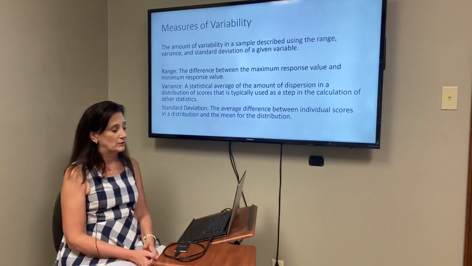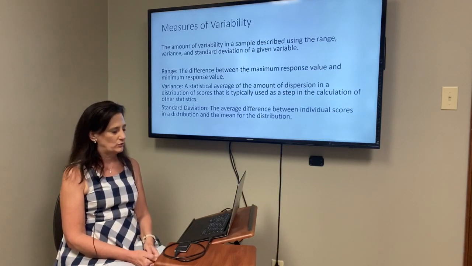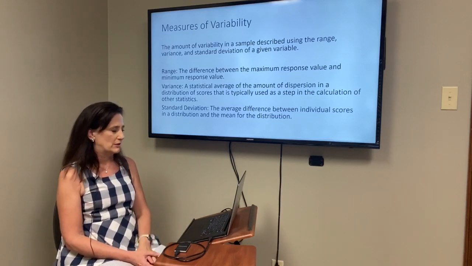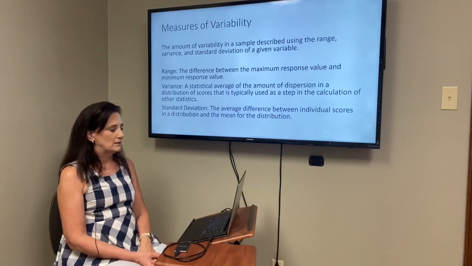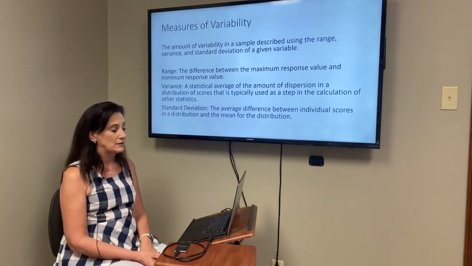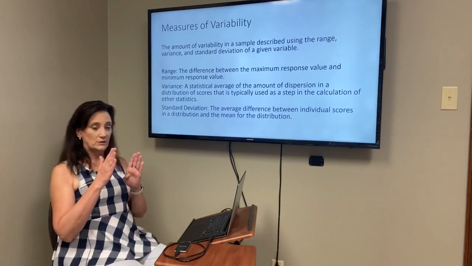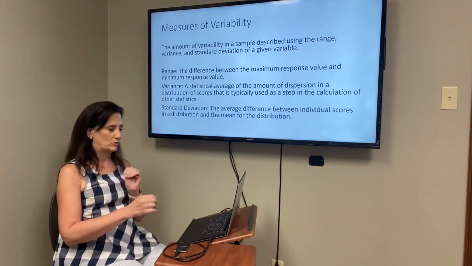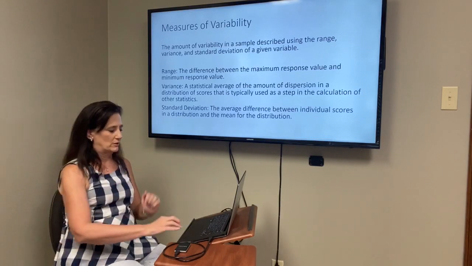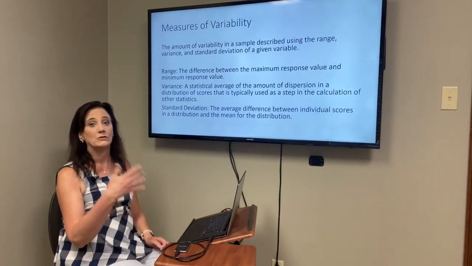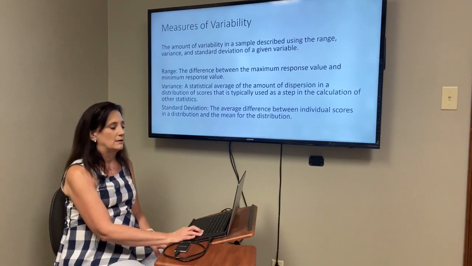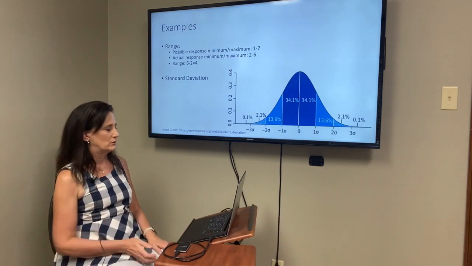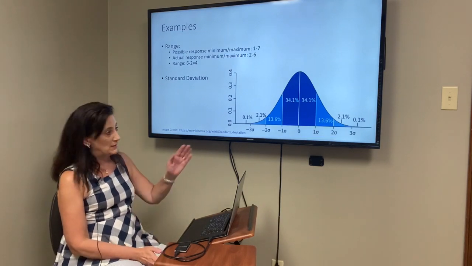You can also look at range. We rarely look at range. We actually look instead at minimum and maximum. And we'll see that on the next screen. Variance, again, something we just rarely look at. And standard deviation, which is the average difference between the individual score in a distribution and the mean for the distribution. So standard deviation, 1 standard deviation from the mean, 2 standard deviations from the mean, or it could be somewhere in the middle between 1 and 2, or between the mean and 1.